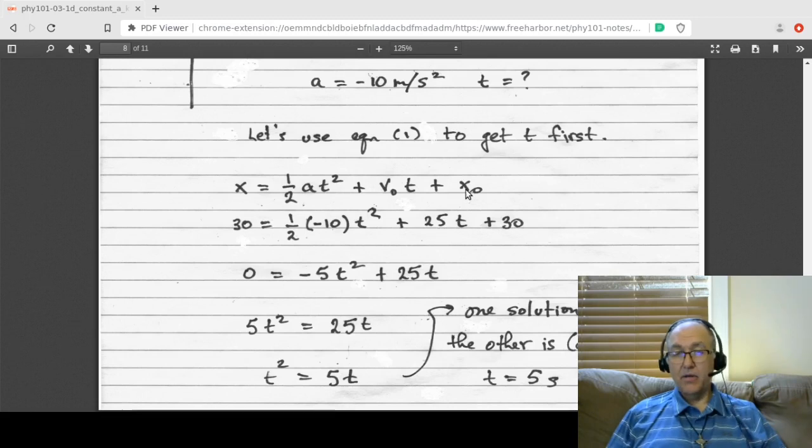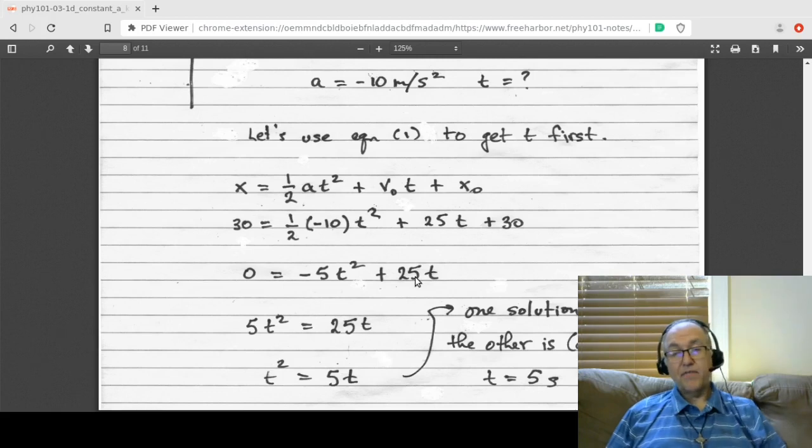And the initial position is 30. So the final position is 30, and the initial position is 30 there, like that. Okay. All right. So now you'll see that 30 on both sides of the equation just drops out, and if you take 1/2 times negative 10, that's equal to negative 5t squared. So this first term is negative 5t squared plus 25t. This line here reduces very nicely to 0 is equal to negative 5t squared plus 25t.